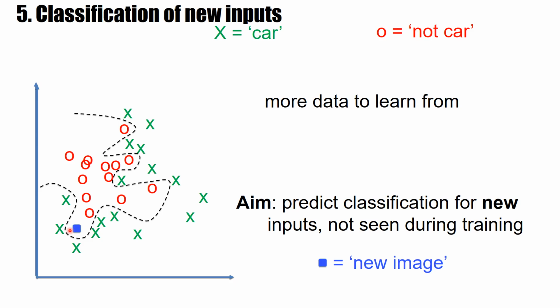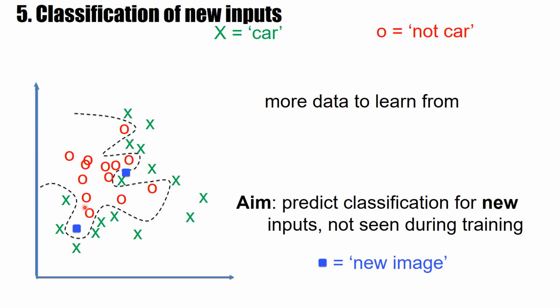Let's look at this image. Well, is this going to be a good classification? This image is surrounded by green crosses. It's surrounded by cars, yet the network predicts that it's not a car. It's inside of this separating surface.